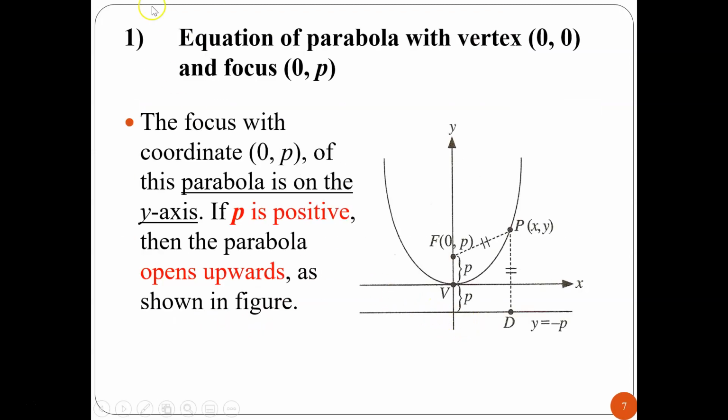For the first case, the equation of a parabola with vertex (0, 0) and focus (0, p). What is meant by a parabola with vertex (0, 0) and focus (0, p) is like this. We have a U shape, or the parabola shape. You have a focus.